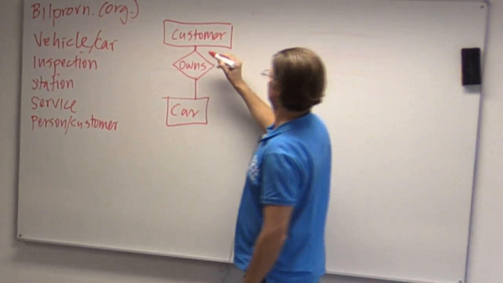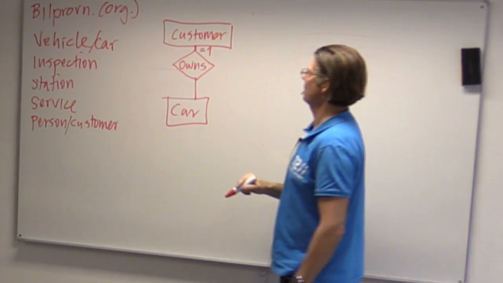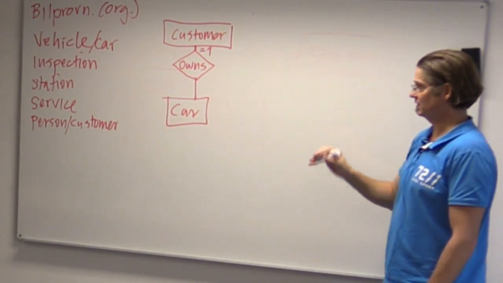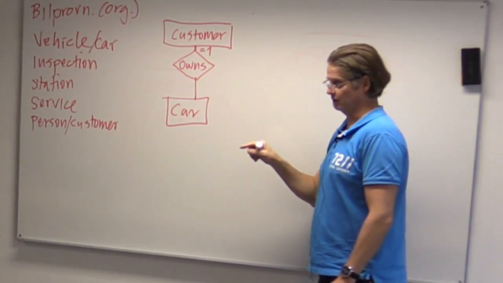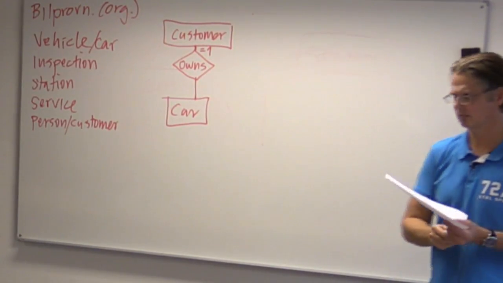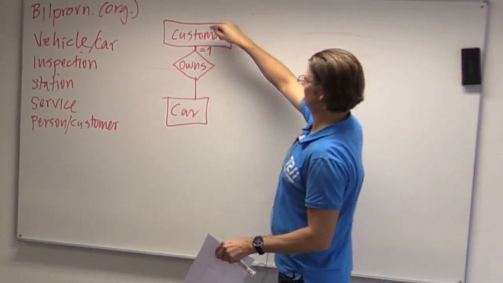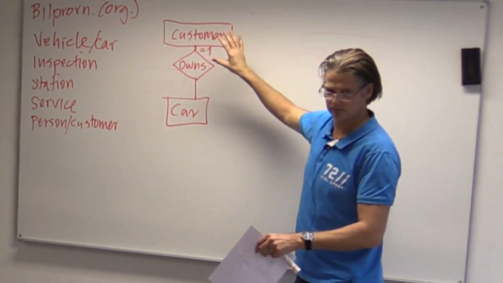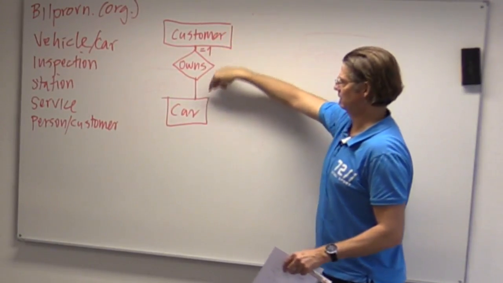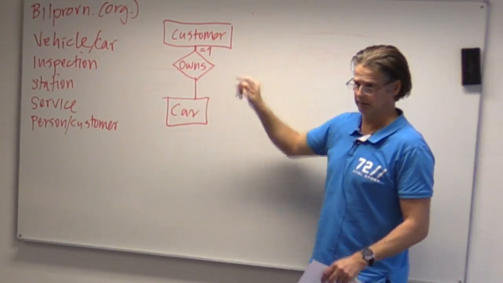So let's see if we can just add this one here. There's another symbol for it. I didn't show it to you. It will come in a later lecture, and that has to do with referential integrity. So, okay, that feels good. A customer can own many cars, and a car can only be owned by one customer.